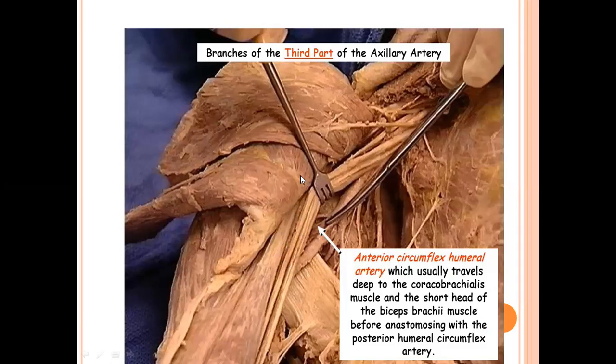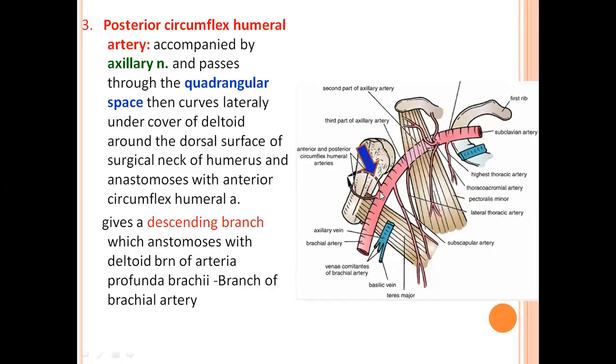This is the deltoid muscle and this is our coracobrachialis muscle. This is the biceps brachii muscle. We find it is going deep to the coracobrachialis and short head of biceps before it anastomoses with the posterior circumflex humeral. This one, where the arrow has been shown, is the posterior circumflex humeral artery.